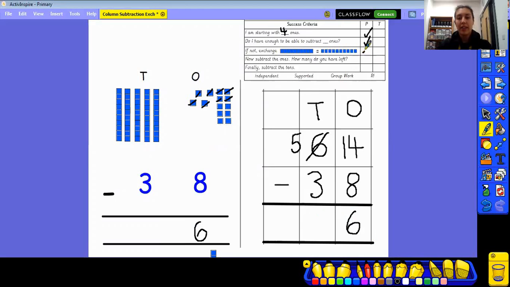And now that I've calculated how many ones I've got left, I can now move on to subtracting my 10s. And I'm starting with 5 10s, and I'm going to take away 3. 1, 2, 3. And as you can see, that leaves me with 2 10s. So 64, take away 38, leaves us with 26.